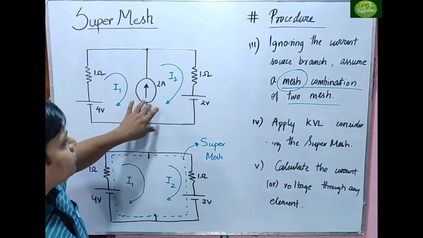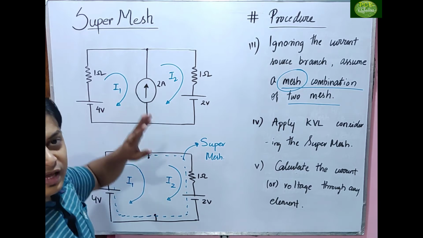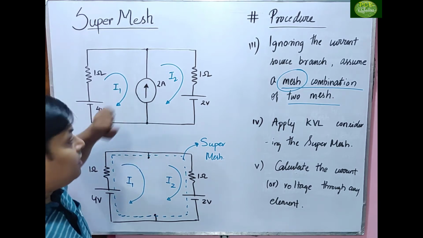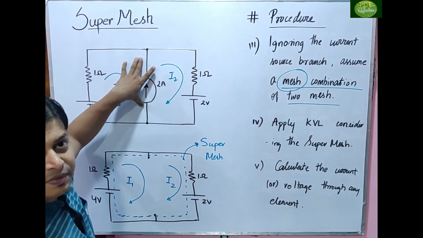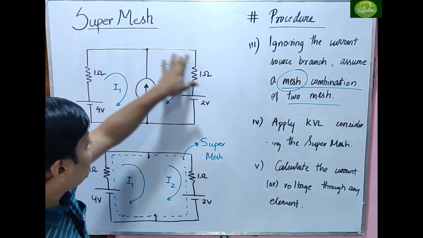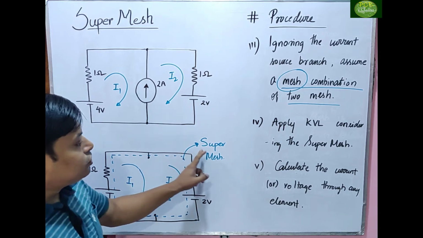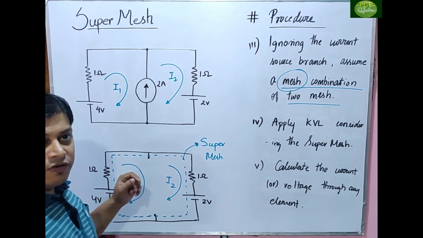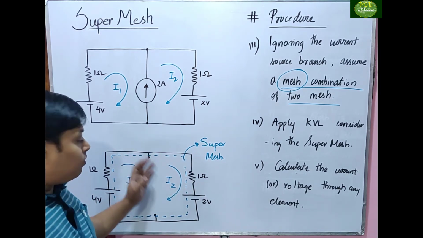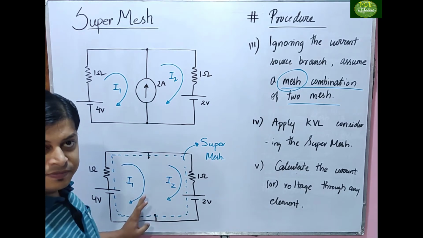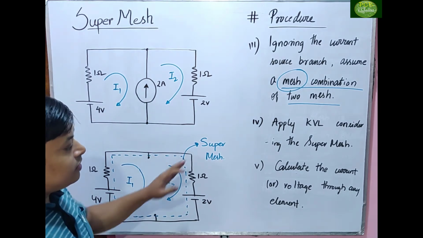Similarly, in this case also, can we apply the KVL? No. As we cannot apply the KVL, we are ignoring this 2 ampere and we are considering the entire one as a mesh, which is said to be the super mesh consisting of more than one mesh. Fine.